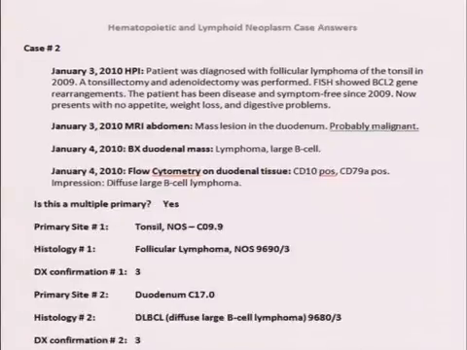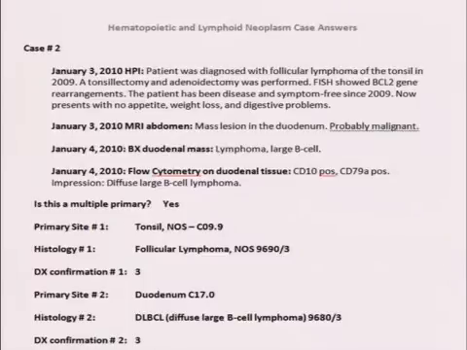I know I didn't give you a full 5 minutes. But let's go ahead and take a look. We have an H&P that shows that the patient was diagnosed with follicular lymphoma of the tonsil in 2009. A tonsillectomy and an adenoidectomy was performed. Now remember, the tonsils are a lymphatic site. FISH showed BCL2 gene rearrangements. Patient was disease-free since 2009, and now they have a lesion in their duodenum. It says lymphoma large B cell. And then the flow cytometry called it a diffuse large B cell lymphoma.